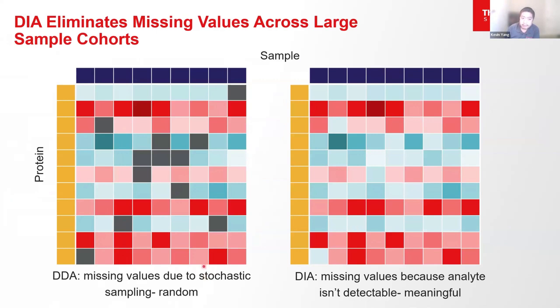So when you have a missing value in DDA, it's not always meaningful. But if you have a missing value in DIA, that is most likely due to the fact that this peptide, for example this one, is so low, it's below the detection limit, and that information is useful. So that's a key difference between DDA and DIA regarding the missing values. And because you have less missing value to address, and the missing value is meaningful in DIA, that makes the proteomics data more comprehensive.